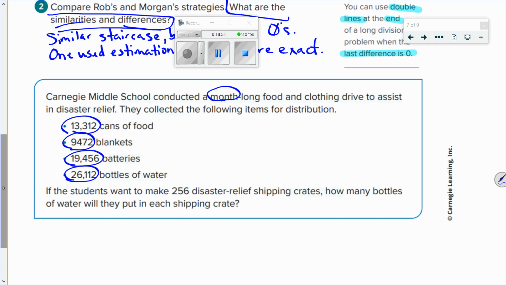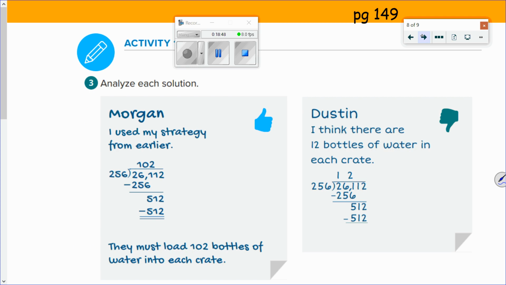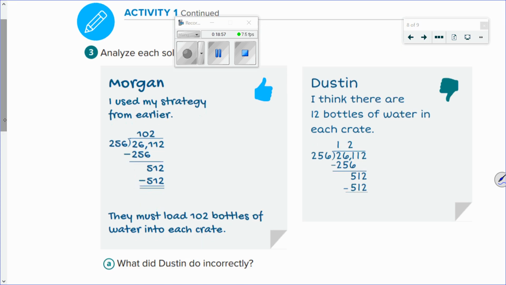Okay, if the students want to make 256 disaster relief shipping crates, how many bottles of water will they put into each shipping crate? So you guys, this is on the same page, so you can look back and forth between the two. Analyze each solution. What did Morgan and Dustin do differently? Why is one right, one wrong? I want you to talk about this as a table for a couple minutes. See if you can figure out what happened.